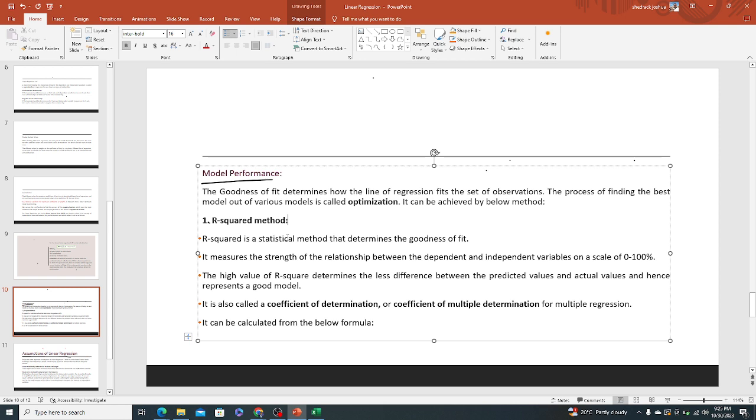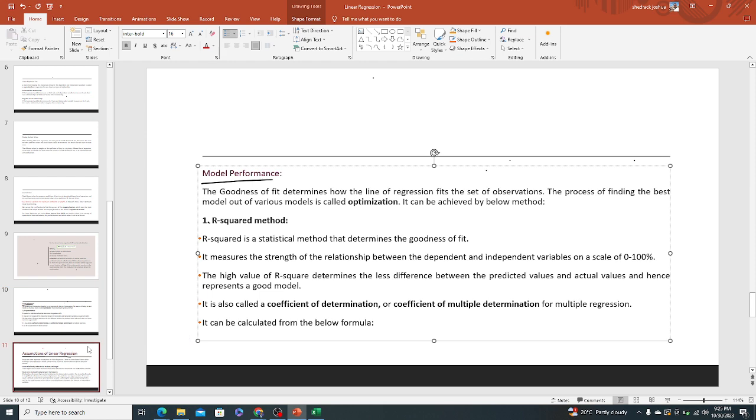If we get anything less than 80%, then we'll have to reconsider our variables. We will have to choose other variables, or another independent variable. We shall also play with the values and see the value we get. So it is also called the coefficient of determination, or the coefficient of multiple determination for multiple regression.